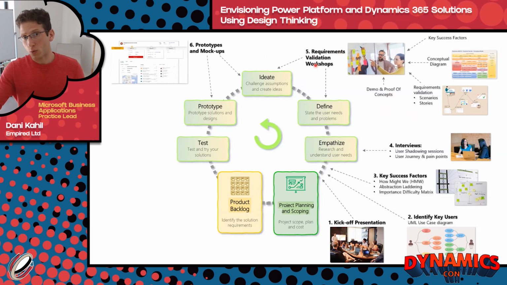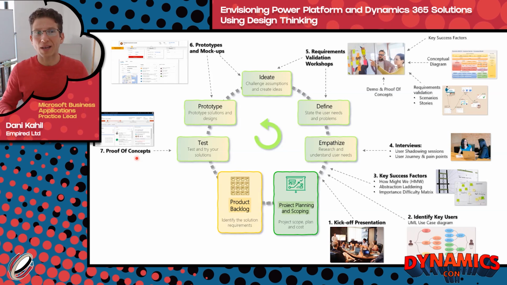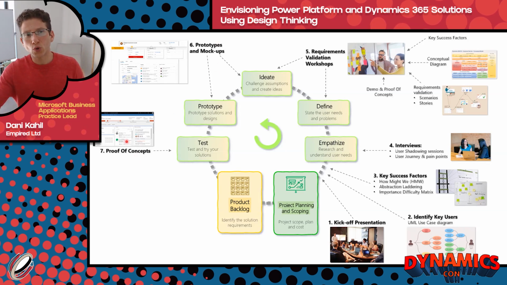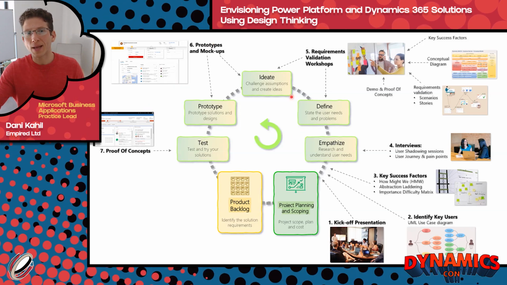After the first requirements validation workshop, I prototype and mock up based on the feedback I got here. And then I sometimes use proof of concept, so sandbox environments of Dynamics where I tweak and prototype and conceptualize the ideas so that I can reuse those too. So I can reuse my prototypes, mockups, and proof of concept in that iteration in my next requirements validation workshops.